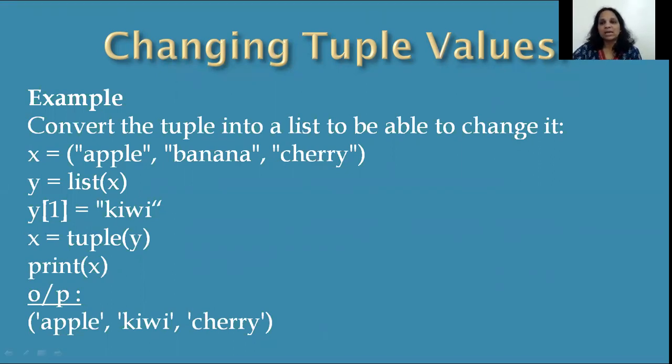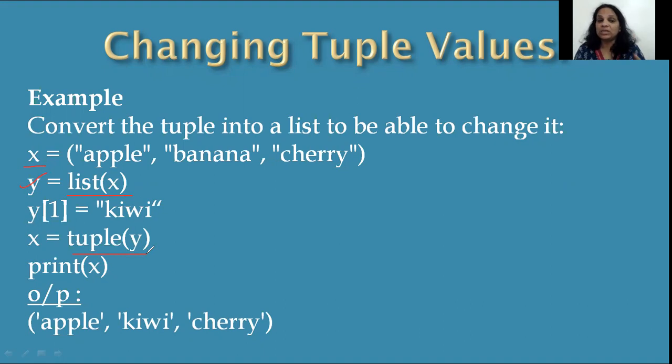So here in this example, I have a tuple called x. List x, what does it do? It takes the tuple and converts it to a list. So now y is a list. And then you're saying y of 1 is equal to kiwi, which means I'm replacing banana with kiwi, but that's in the list. Then what did I do? I took the list, converted it into a tuple, and stored it back into x.